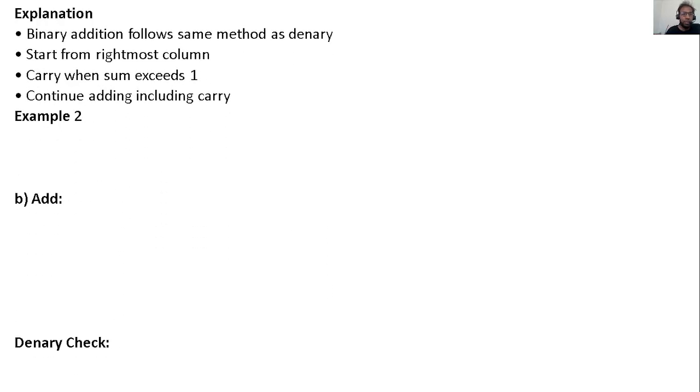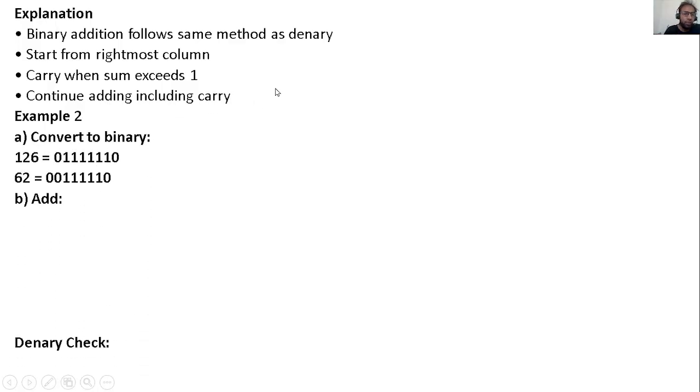Now, these are basically the rules which we follow for binary addition. Let's see what they are. Binary addition follows the same method as denary. It is very similar to denary. Start from the rightmost column, carry when the sum exceeds 1, and continue adding including the carry. Let's see what it means.